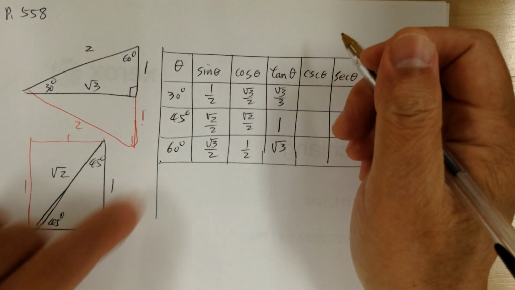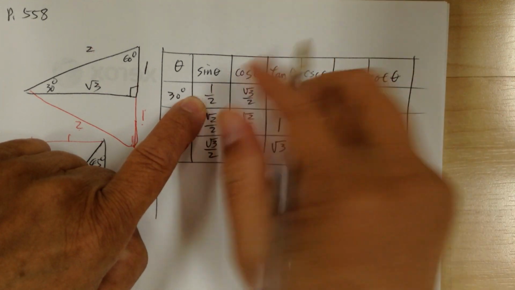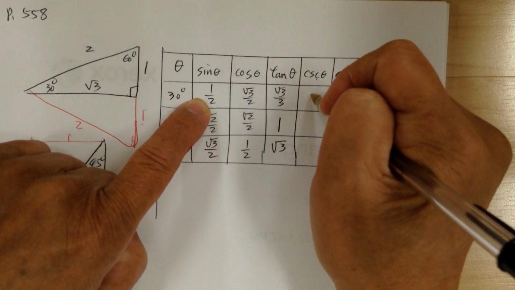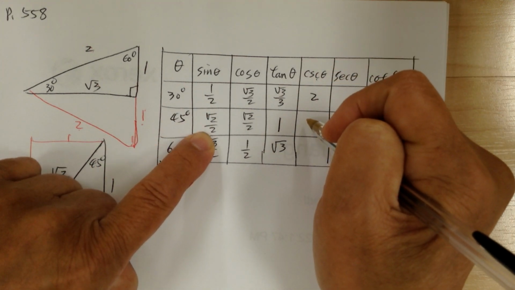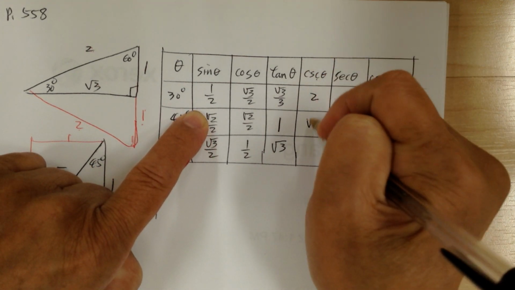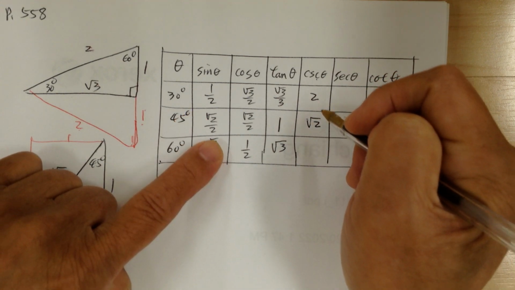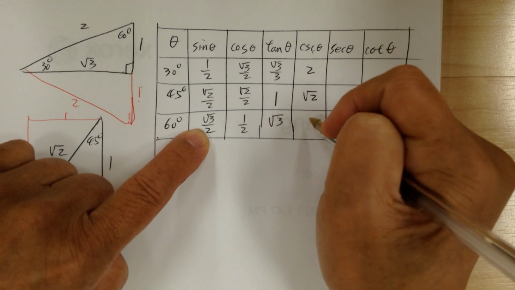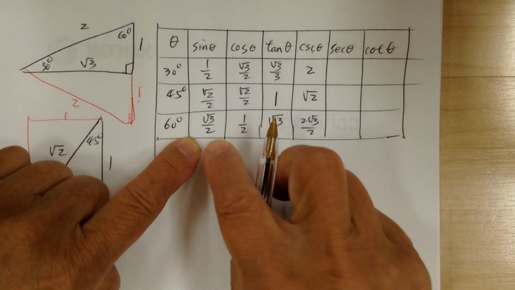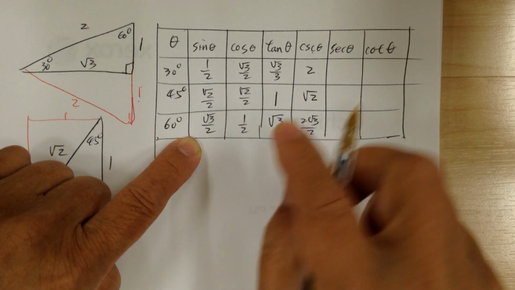Now once you do that, cosecant will be the reciprocal of this. So you take reciprocals, and you get 2. This one, you get 2 over square root of 2, and you simplify, you get square root of 2. And this one, again, you turn it over, square root of 3 over 2, and you simplify, you get 2 square root of 3 over 3. You flip it over, and you simplify.